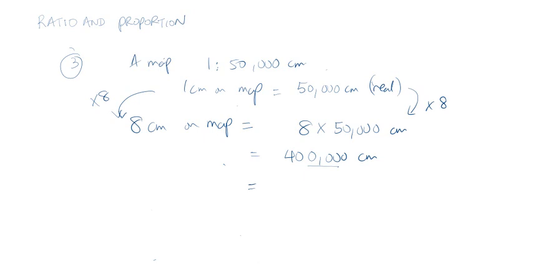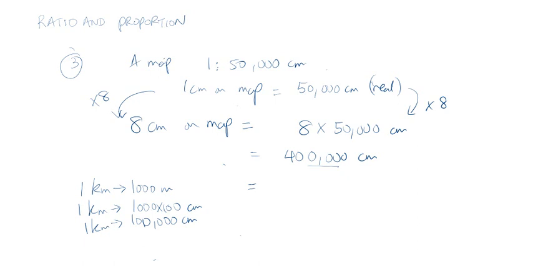So what we need to do is we need to convert centimeters to kilometers. So what's the link between kilometers and centimeters? So I know that 1 kilometer is 1,000 meters, okay? And to convert meters to centimeters, 1 meter is 100 centimeters, so it's 1,000 times 100, which is 100,000 centimeters. Okay, so 1 kilometer is 100,000 centimeters.